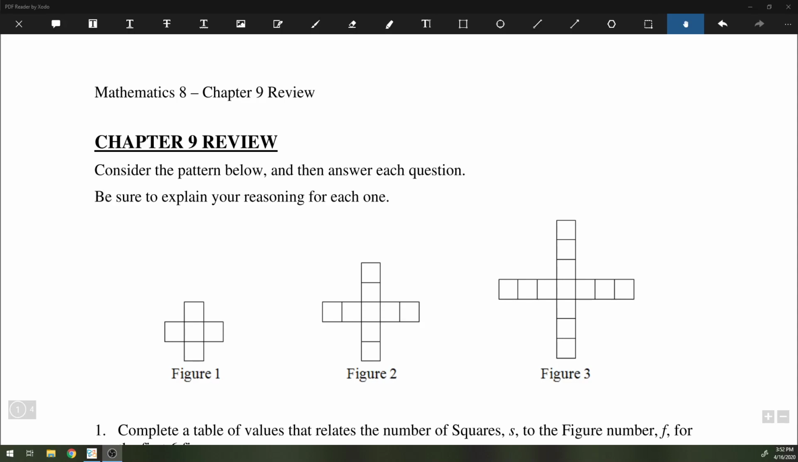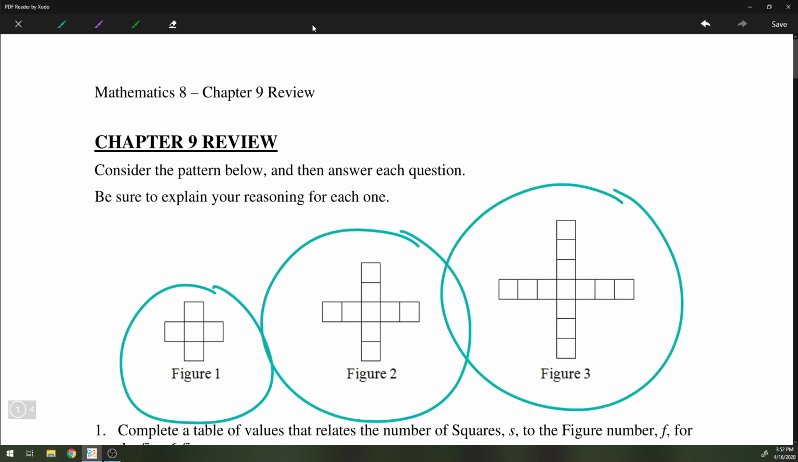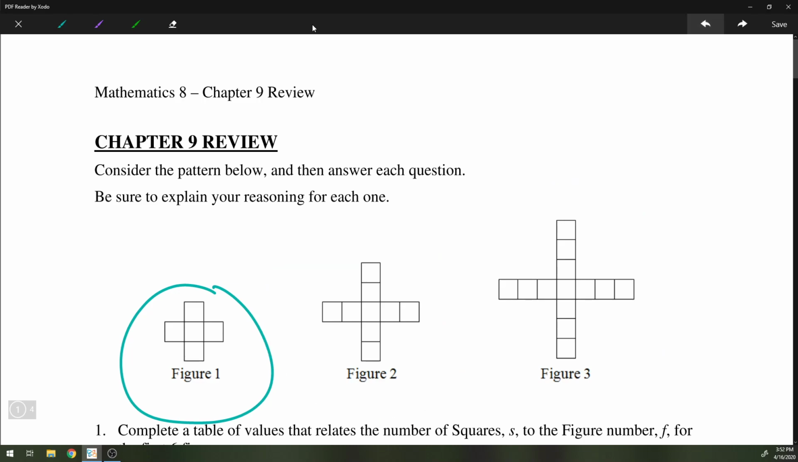Hello everyone. So today we're going to go over the chapter 9 review. We're going to look at a pattern and answer questions using what we know about linear relations. As you can see here, we have three figures, number 1, 2, and 3, and they appear in sequential order. The first thing we're going to consider is the figure number and the number of squares in each one.